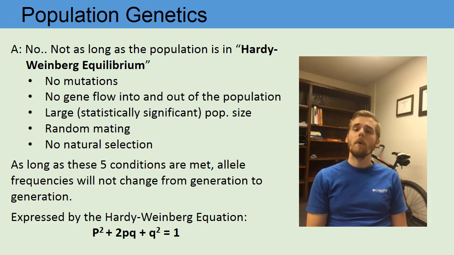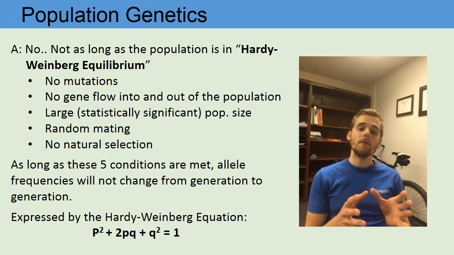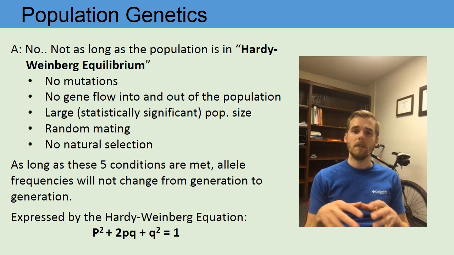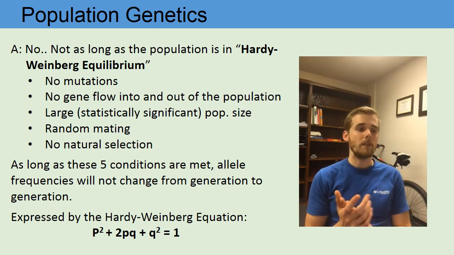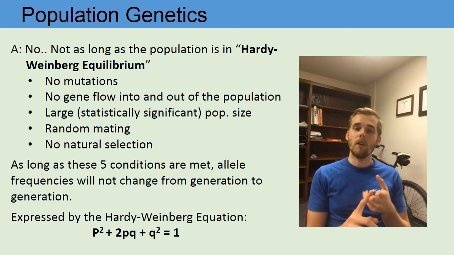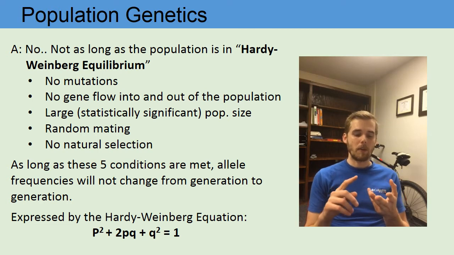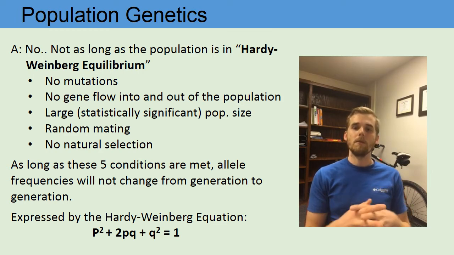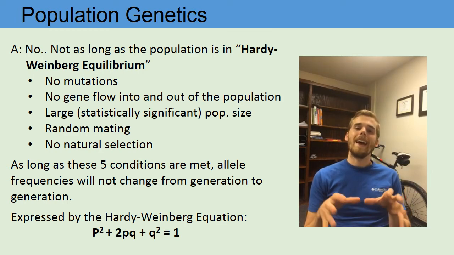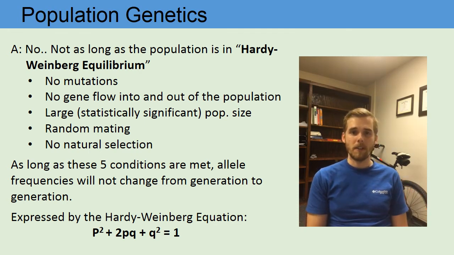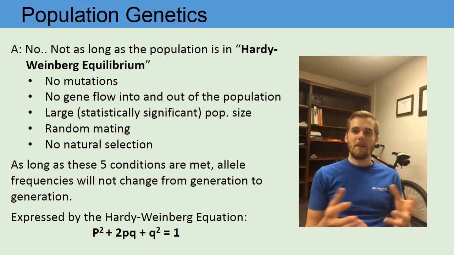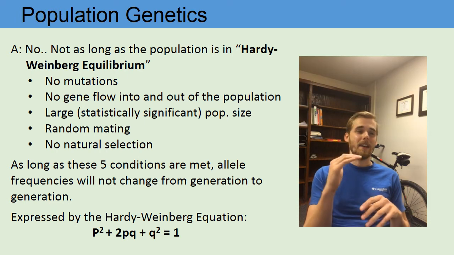So the Hardy-Weinberg equilibrium principle basically states that allele frequencies will remain stable, or will remain in equilibrium, from generation to generation as long as 5 conditions are met. And those 5 conditions are that there must be no mutations within the population, there can be no gene flow into or out of the population, the population has to be of a large, statistically significant size, mating between individuals within the population has to be random, and natural selection cannot act upon the population. Now in theory, this all sounds really good, but in practice, there are probably no populations that satisfy each of these 5 conditions.